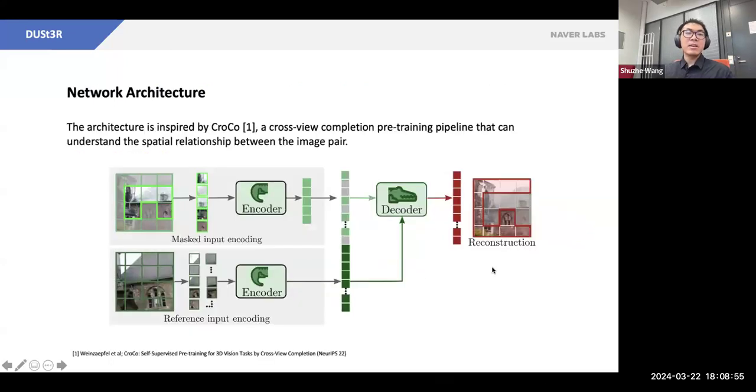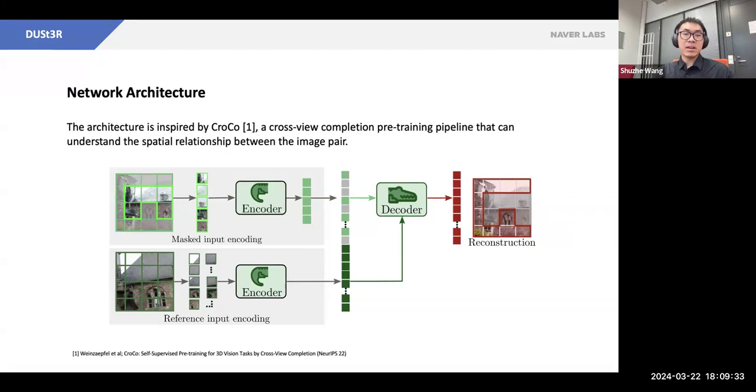Yeah, the network architecture is inspired by CroCo, a cross-view completion pre-training pipeline that understands the spatial relations between the image pair. Here I'll give a simple explanation. CroCo is a pre-trained network trained using a masked image and a reference image from the same scene but from different views. It does image reconstruction of the masked image based on the reference image.